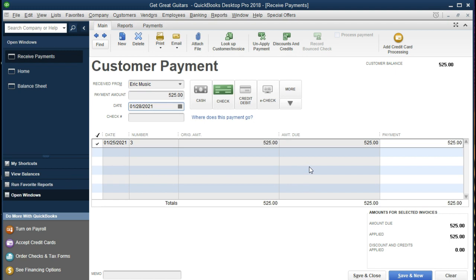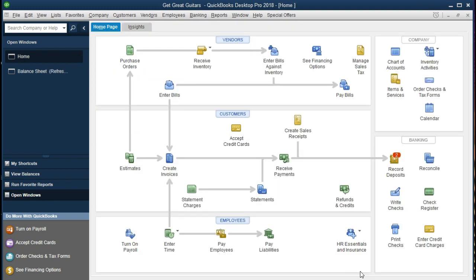Everything checks out. So we're going to go ahead and say save and close, noting what we think should happen here. This should reduce accounts receivable for Eric Music no longer owing us money. And it should increase the cash account, the account of undeposited funds. So we're going to say save and close. See if that's the case by going to the balance sheet, still open in the open windows.